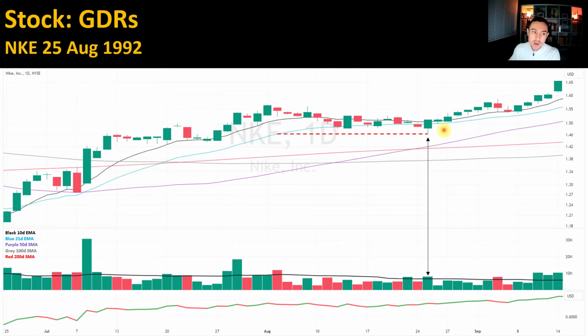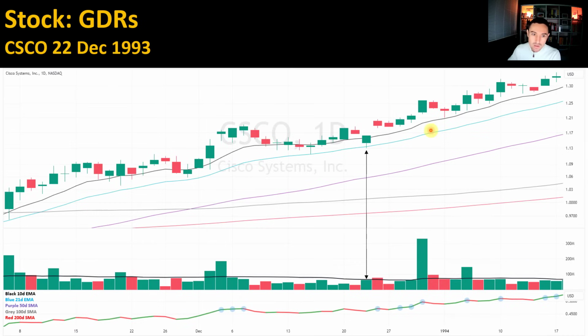It's a gap down reversal bar. Location wise, where's it happening? 10 and 21. Okay, nice. Really, really good bar. We'll talk about the risk a little bit later.